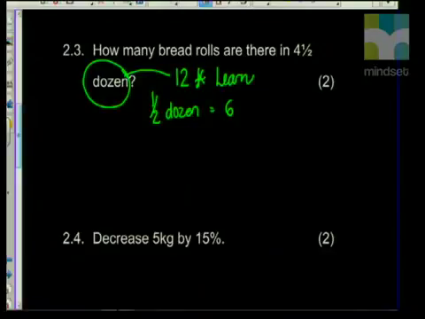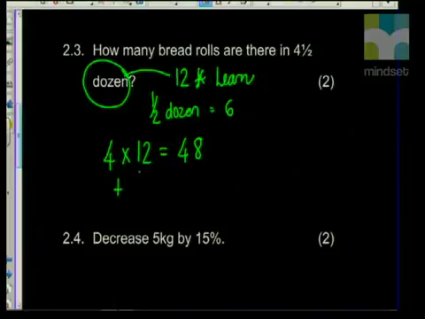So now if I've got 4.5 dozen, I would say 4 times 12, which hopefully you all know is 48. And I've got half a dozen, which is 6. And if I add those two together, I should get 54 bread rolls.